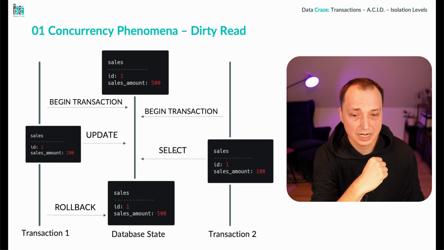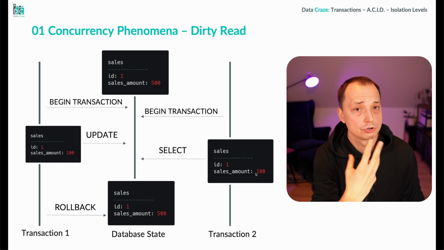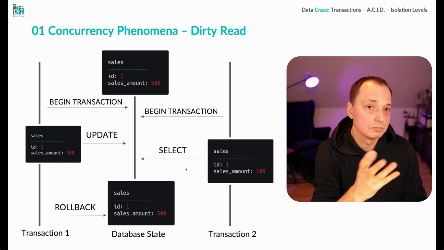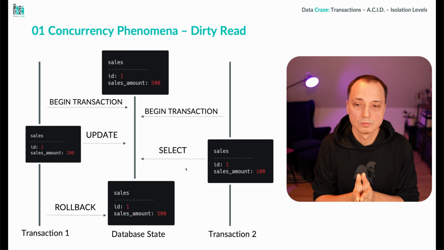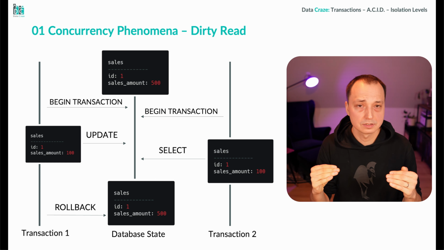What will be the result? The result would be the sales amount 100. Should it be? This depends, right? Because both transactions are in progress. There was no commit, no rollback.